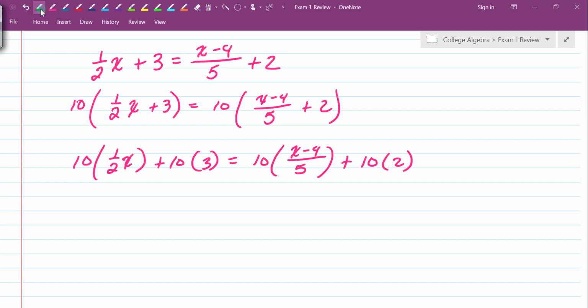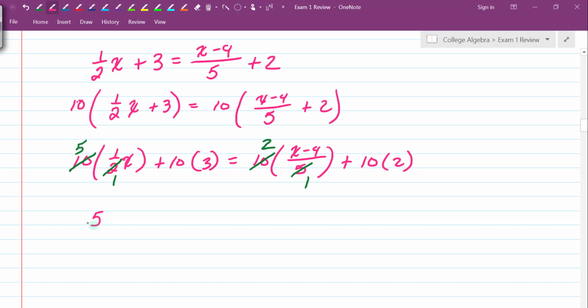So now I'm going to come in and simplify. 2 will go into 2 once, 2 will go into 10 5 times. And then 5 will go into 5 once, 5 will go into 10 2 times. So now we're going to distribute what we have left. So we have removed the fraction in front of our x here. So we have 5 multiplied by x.